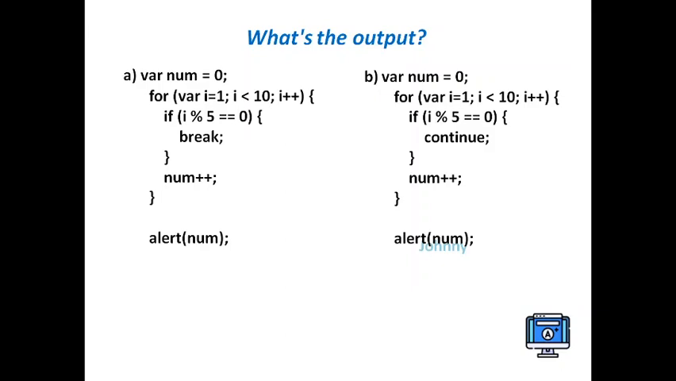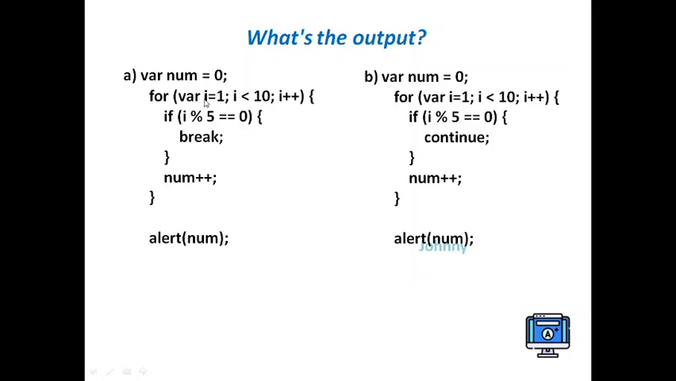Inside this we have an if block, if i modulus 5 equality operator 0. When it gets the value 0, it will break the condition, that is, if it meets the condition of the if block. Next we have num, which will increment the value for each for loop iteration.